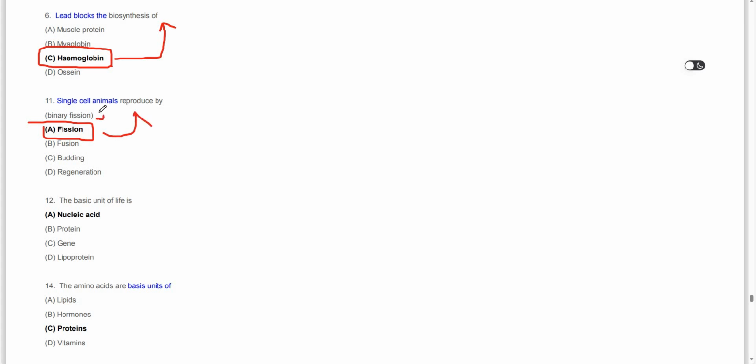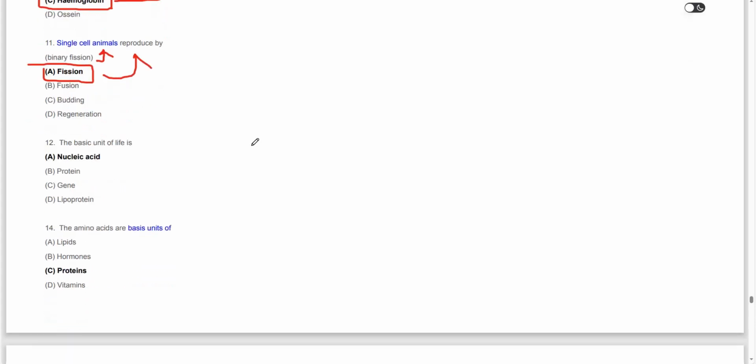So binary fission is the one, to be more precise. Single-cell animals reproduce by binary fission. Binary fission is the process by which single-cell animals reproduce. Moving on to the next question.